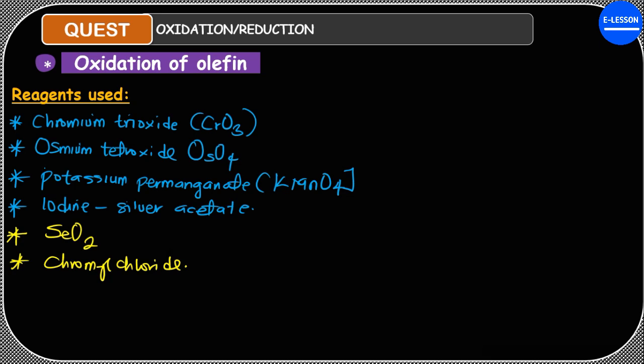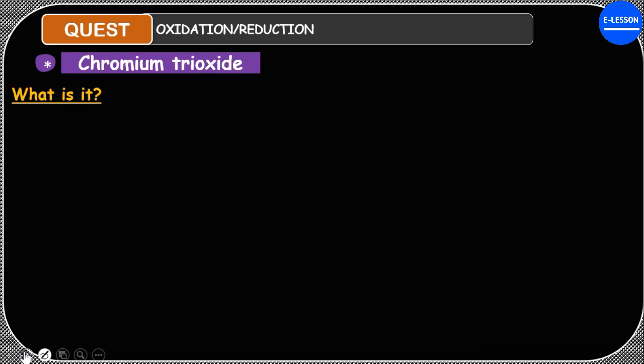Now, having looked at all these oxidizing agents, we are going to look at how each of these actually oxidizes olefins or alkenes and the product that is actually gotten at the end of the oxidation process. Now let us look at one of the oxidizing agents that is listed here, and that is chromium trioxide.